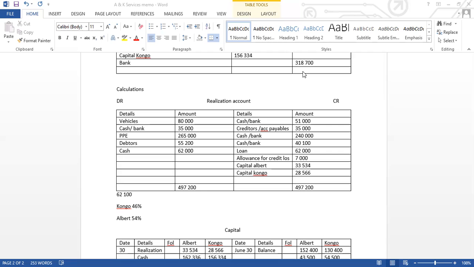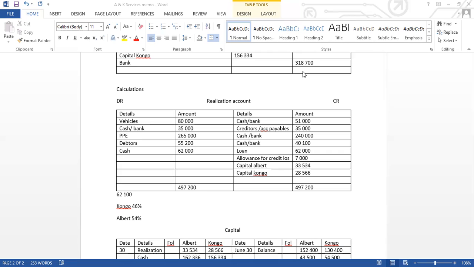Okay. So with this realization account, first the assets. We said that you first need to close off your assets to your realization account by crediting your asset general ledger account. You need to credit your assets so it becomes zero. Are you together? So you credit your asset account and then you debit your realization account. So you have, in this case, with their carrying amount, vehicles 80,000.